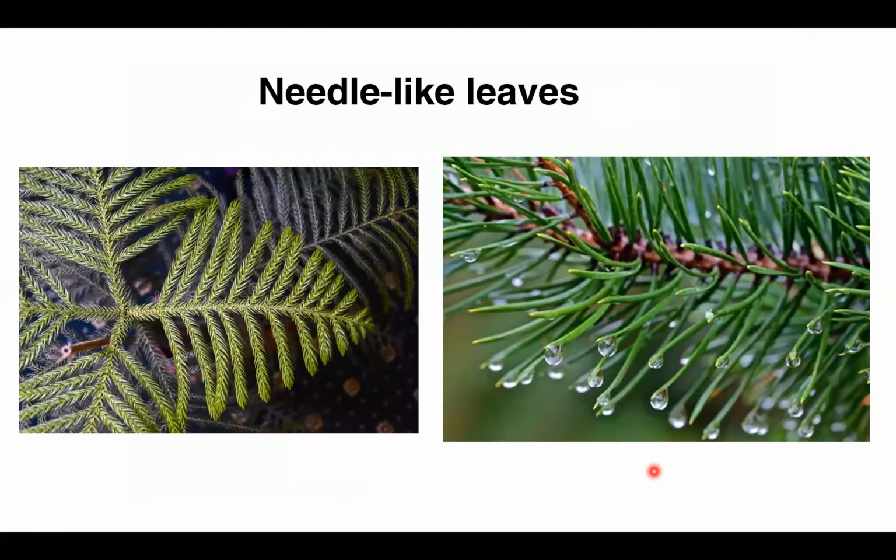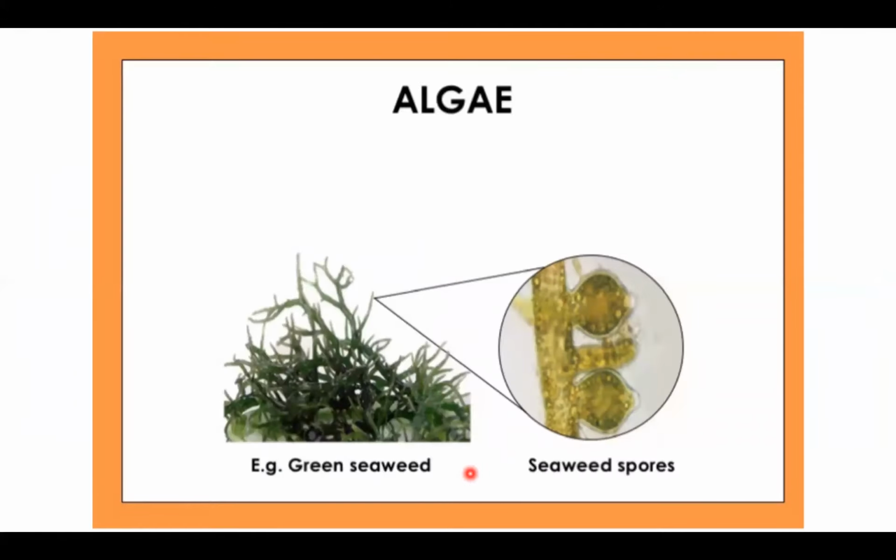These are what the leaves look like for non-flowering plants. They have needle-like leaves, and as you can see, the leaves can be very pointy. The third group for plants is algae.